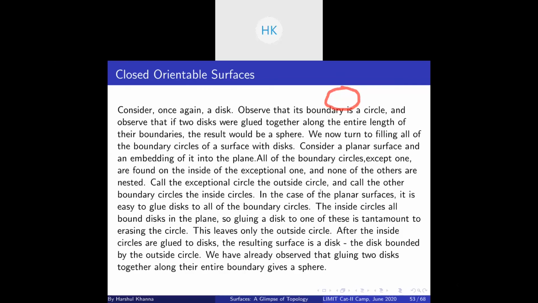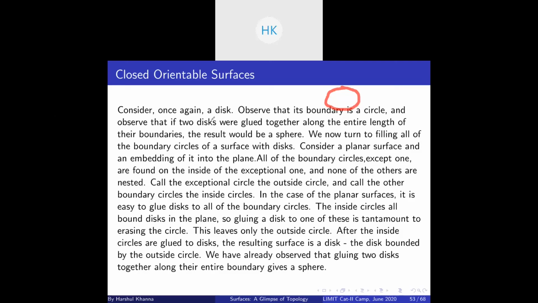What surface do you think we get? Attaching another disk along its boundary to a disk. Sphere. Yes, exactly. A sphere. If we attach two disks, if we glue two disks together along the entire length of the boundary, the result would be a sphere. You can see this simply.